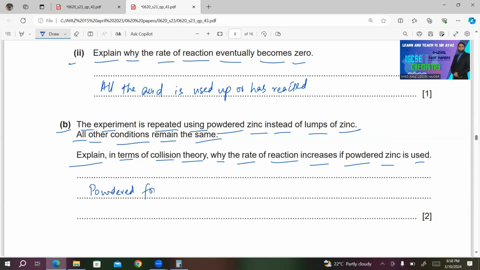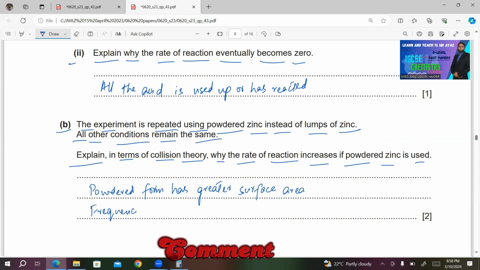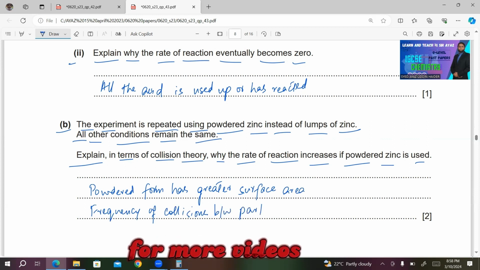Powdered form has greater surface area, the frequency of collisions between particles increases.